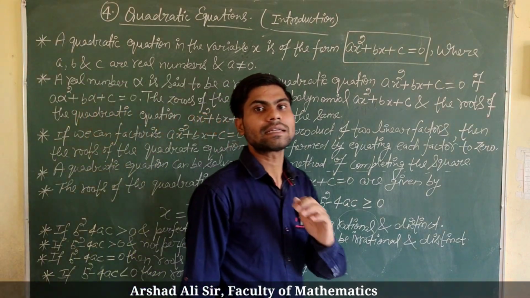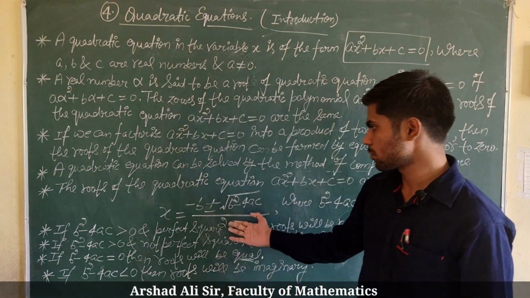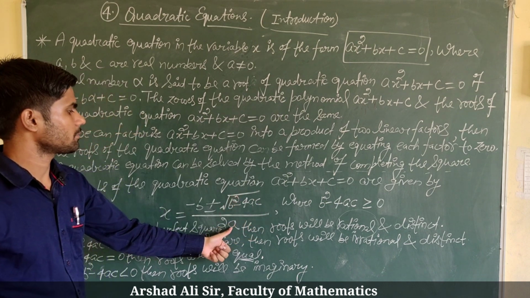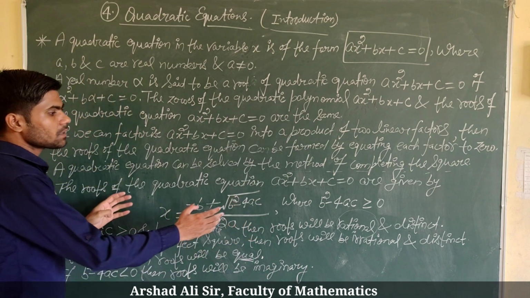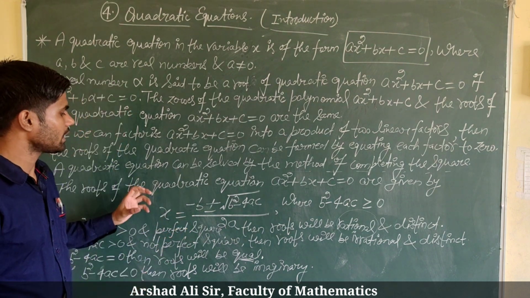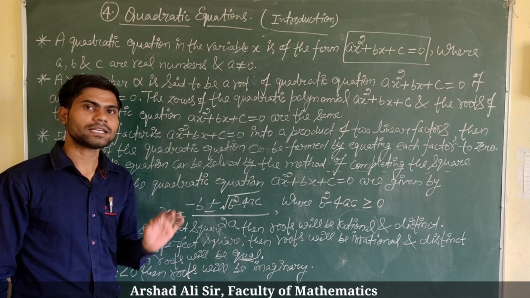Imaginary means not real. We can find the solution of any quadratic equation by this formula: x is equal to minus b plus minus square root of b square minus 4ac upon 2a. We can prove this formula by the method of completing the square.